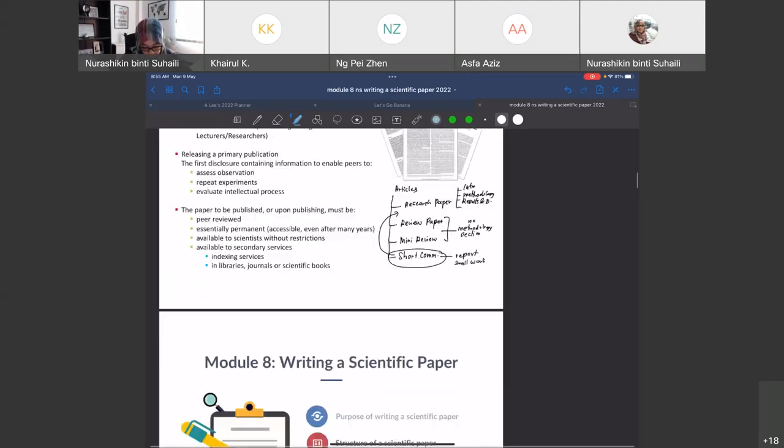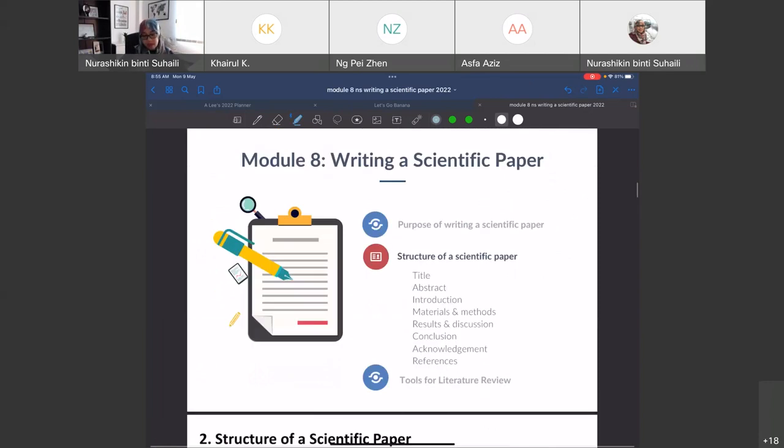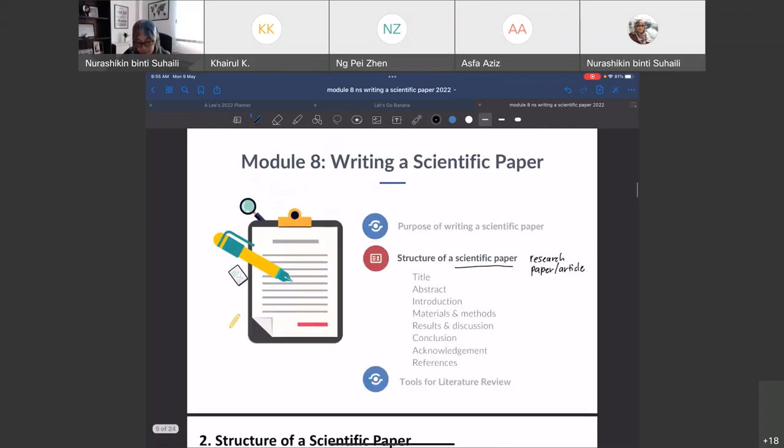Right. Now let's have a look at the structure of a scientific paper. This one refers to research paper. Just now I mentioned review article, right? So here is for research paper or research article. If you see here the components of a scientific paper, there are some similarities with the components of a proposal and also a thesis. But what's the difference?